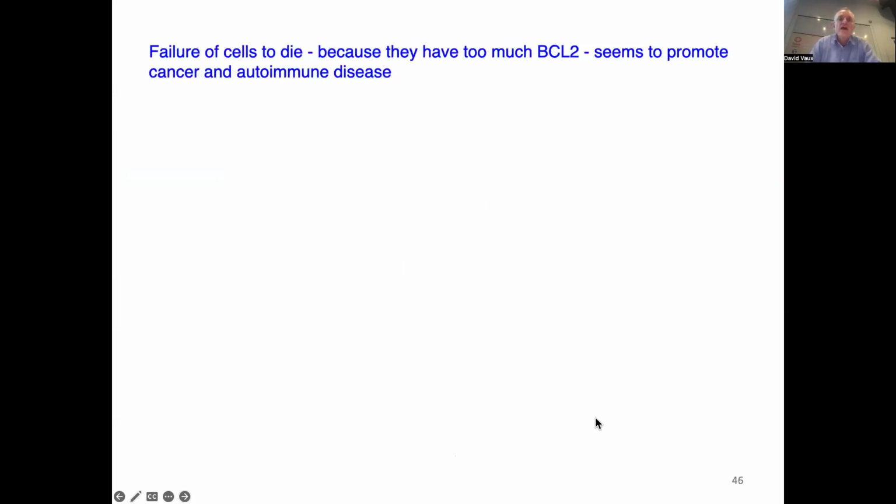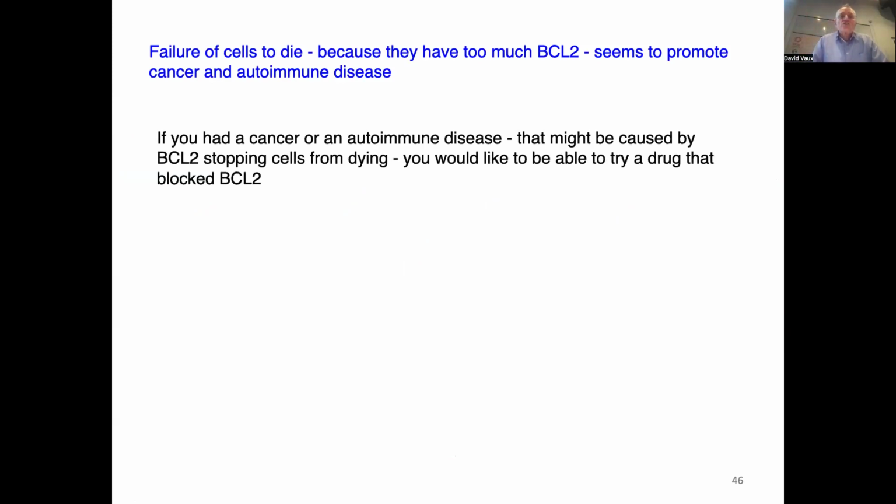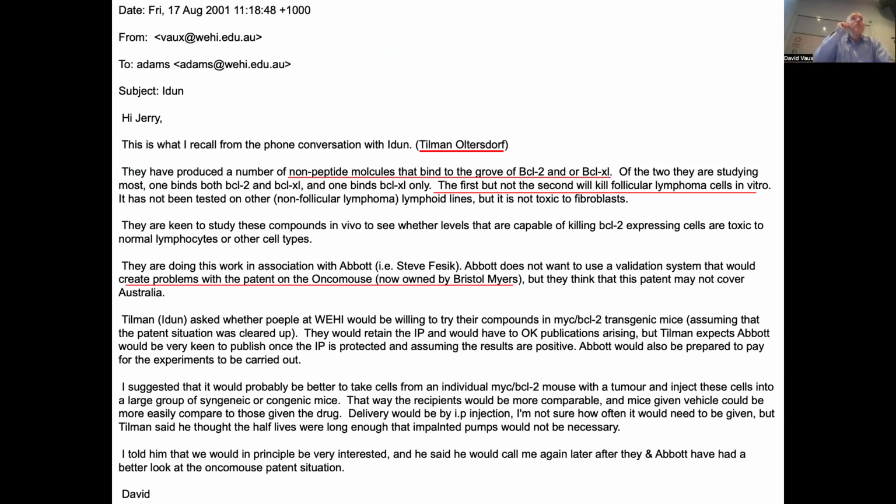So failure of cells to die because they have too much BCL2 seems to promote cancer and autoimmune disease. If you had a cancer characterized by too much BCL2, or an autoimmune disease, it might be caused by BCL2 stopping the cells from dying. What you'd like is to have a drug that could block BCL2, something that worked like those BH3-only proteins. And that was what was developed at Abbott, especially by a guy called Steve Fesik.